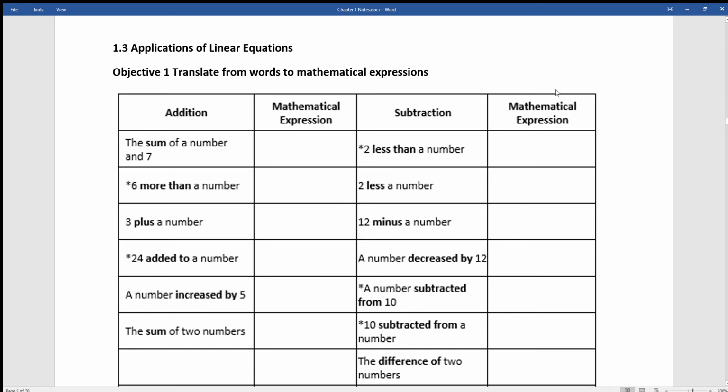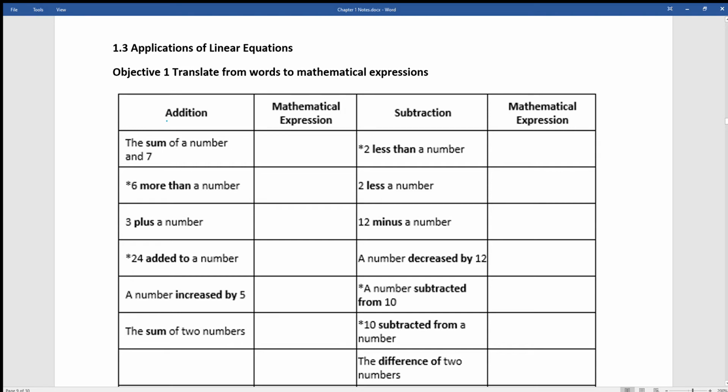Today's lesson is going to move on from solving algebraic equations that were written for you to solving algebraic equations that you will have written, so linear equations specifically. So the first thing we're going to do is learn how to translate from words to mathematical expressions. So this is kind of the warm-up.